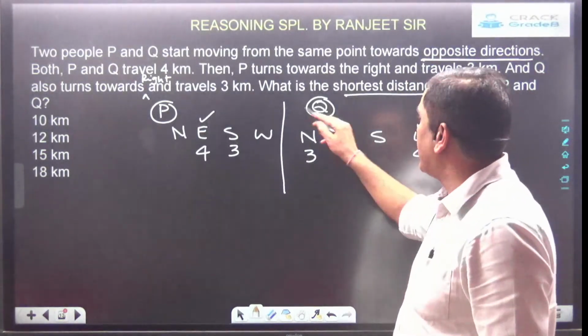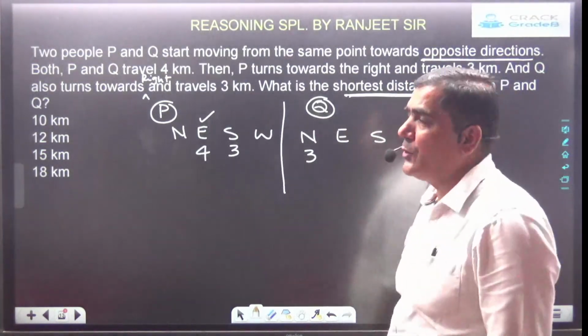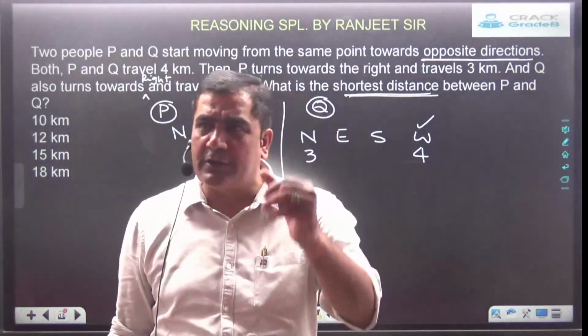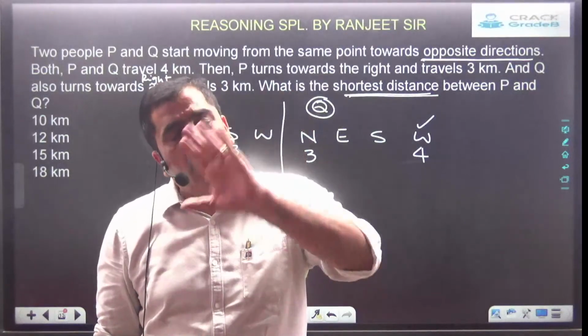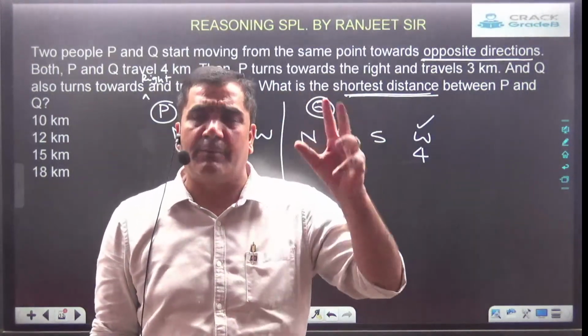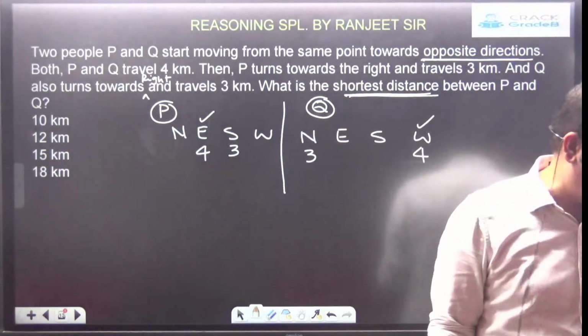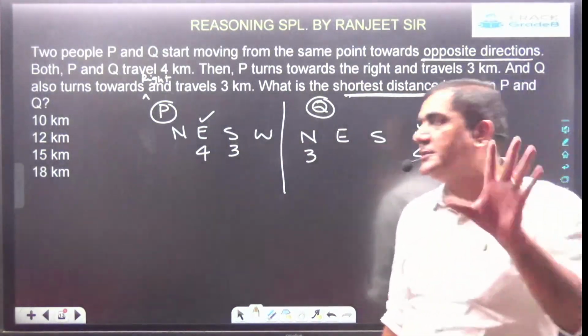Now they are asking what is the shortest distance between P and Q. They are asking for shortest distance, or they are asking for displacement, or they are asking for distance. All mean the same. Please don't get confused in the exam. Shortest distance, distance, far, displacement, all mean the same.